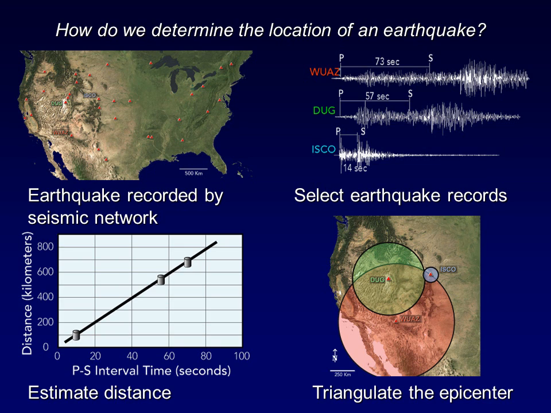So now the location of the earthquake is where all three circles intersect. So there's this small area where all three overlap. We have now triangulated the epicenter. We have used 3 points to figure out the precise location of where the epicenter is. This is called triangulation.